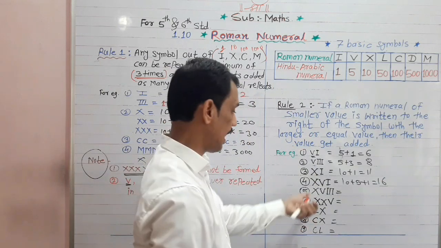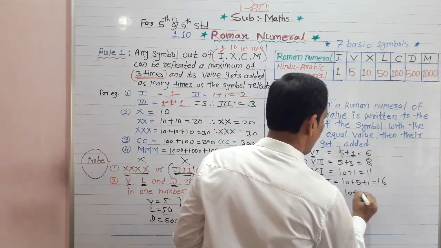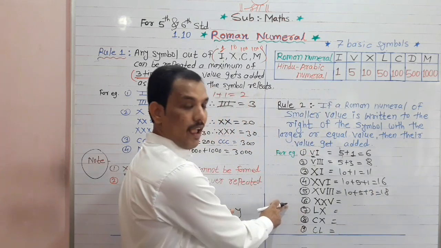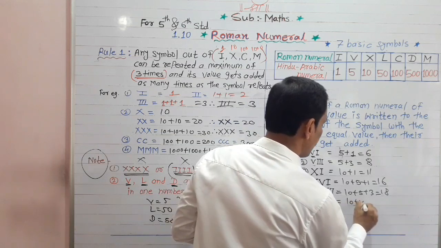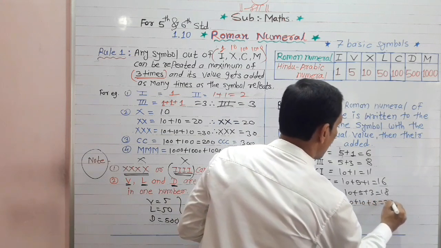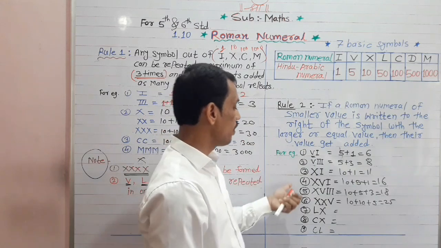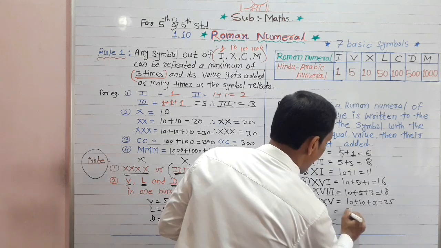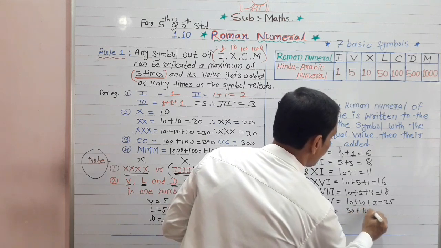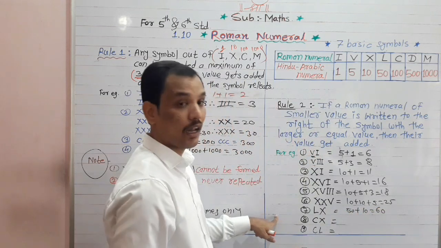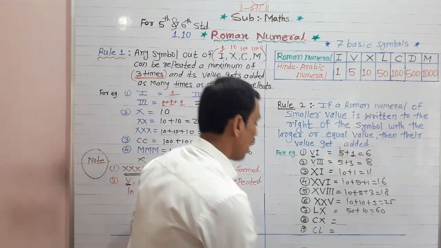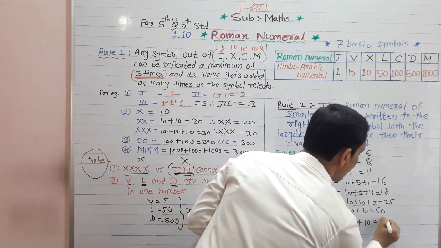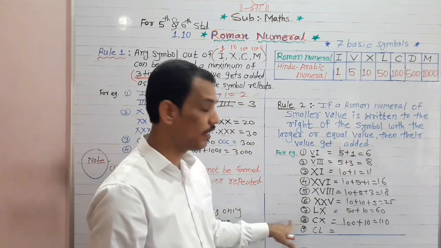Similarly you can write 17. Now here downside 18 is there: 10 plus 5 plus 3 is equal to 18. Now again XXV means 10 plus 10 plus 5, that is 25. With the help of this rule we are creating different Roman numerals. LX means L stands for 50 and X for 10, equal to 60. Now CX, go through the chart. C means 100, so I am writing here 100 and X means 10. So for 110 we can use this Roman symbol CX.